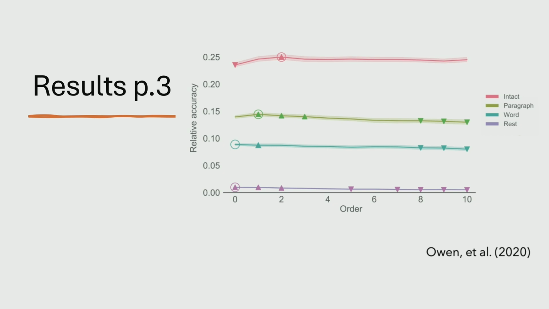For example, in the intact story, we see the best decoding accuracy when we use up to the 2nd order correlations. And for the rest in the word story, we see the best decoding accuracy just using the raw activity patterns.